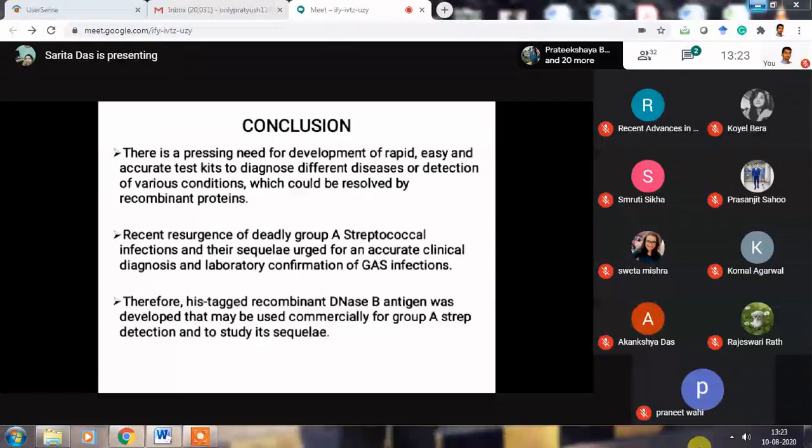So, to conclude, there is a pressing need for development of rapid, easy, and accurate test kits to diagnose different diseases or detect various conditions, which could be resolved by using recombinant proteins. The recent resurgence of deadly group A streptococcal infections and their sequelae urged for an accurate clinical diagnosis and laboratory confirmation of group A strep infection. Therefore, recombinant DNase B was developed and may be used commercially for group A strep detection and to study its sequelae.